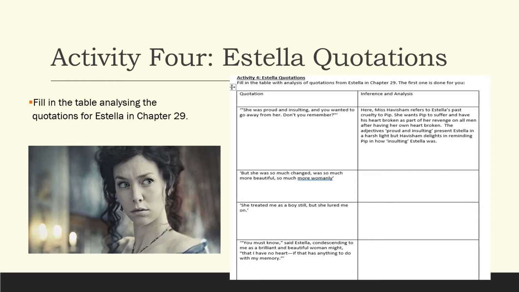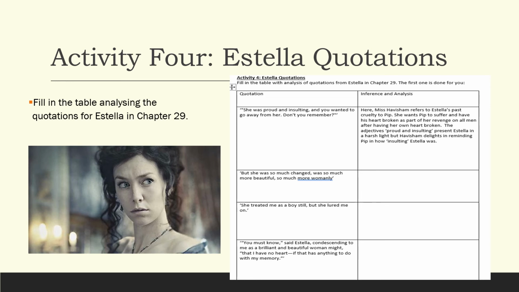You're focusing on Estella quotations. In the grid, I have completed the first one for you. Here is the quotation, "She was proud and insulting and you wanted to go away from her. Do you remember?" This is said by Miss Havisham about Estella. I've given you some inference and analysis in the accompanying box. Can you do the same for the following quotations? Thinking about language techniques, what Dickens's message is, and what it says about the characters of Estella and Pip and their relationship.